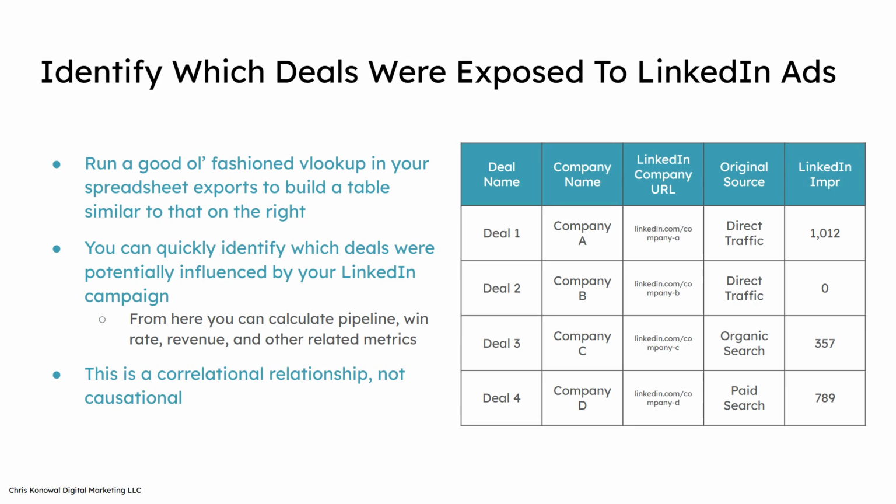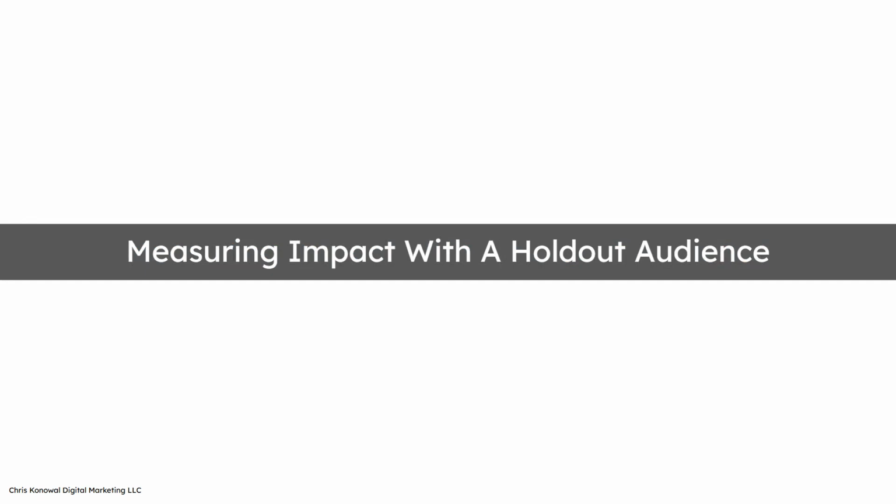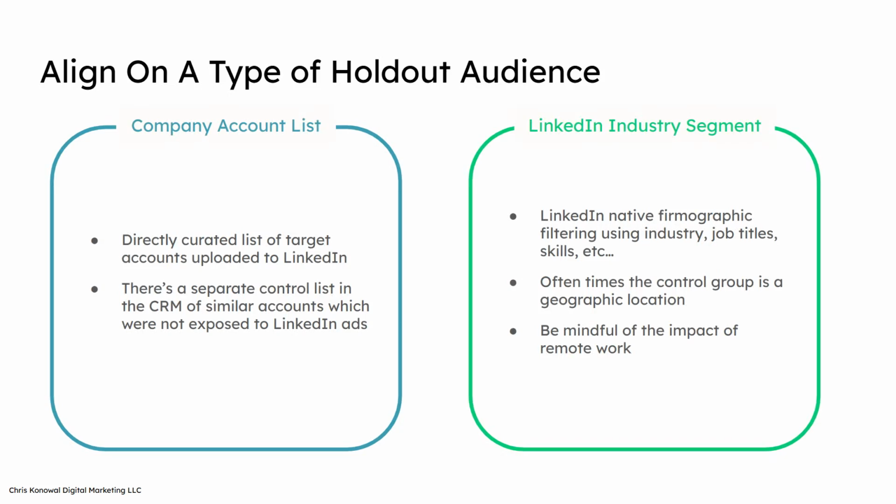The thing with this type of analysis is that it's correlational, not causational. So it's a good starting point, but if you really want to understand the true cause and incremental impact of LinkedIn, I like to use some sort of holdout audience. So what does that mean? There are a lot of different ways to do this, but two common ways are, one, creating a company account list.